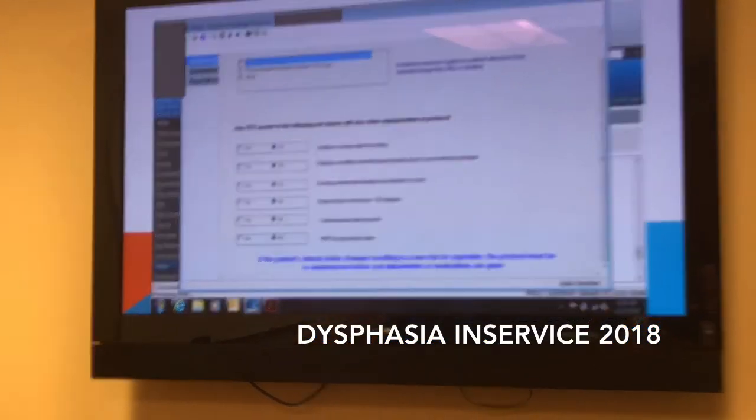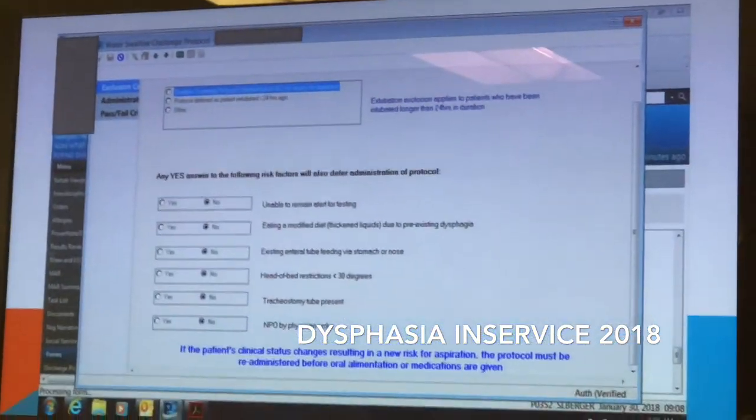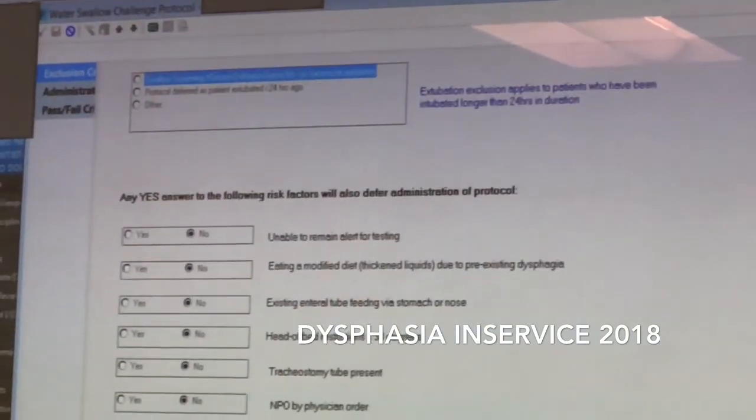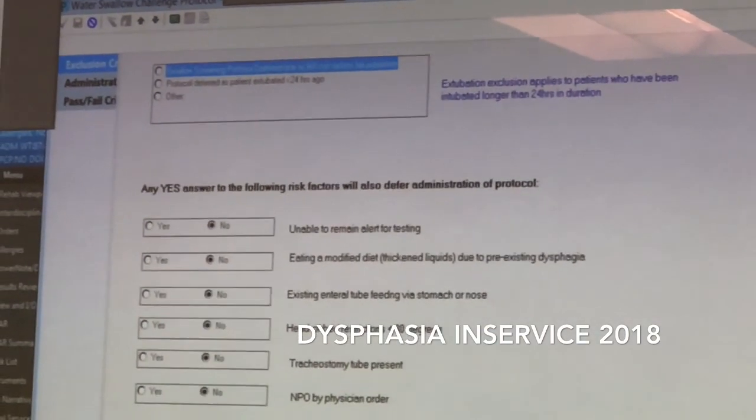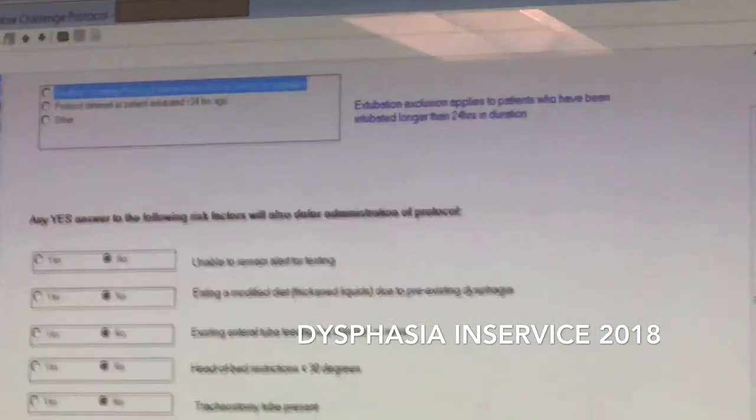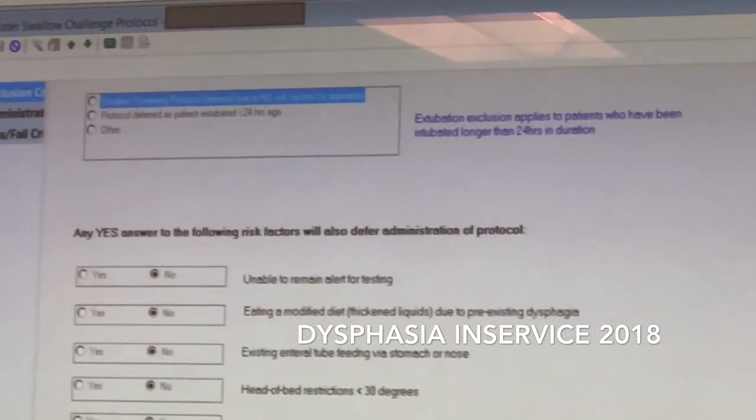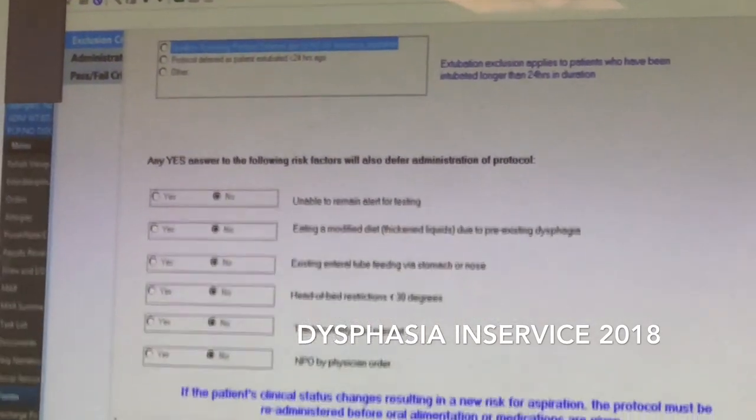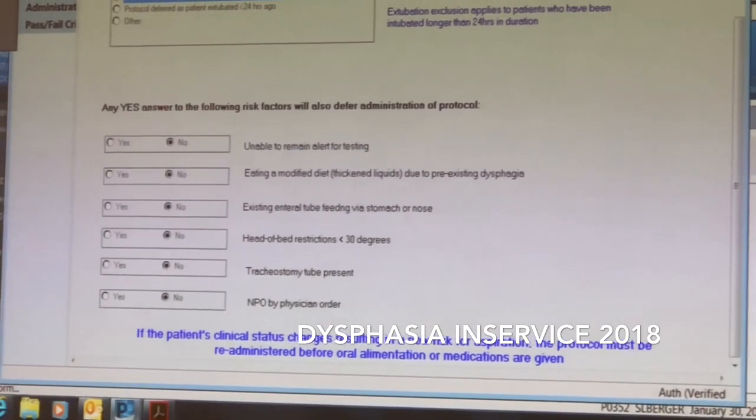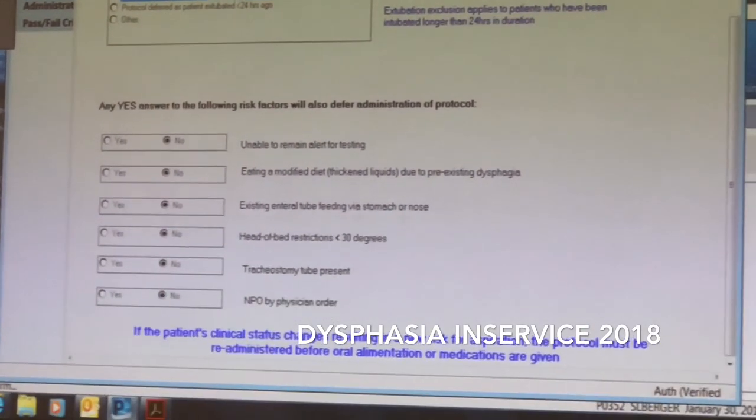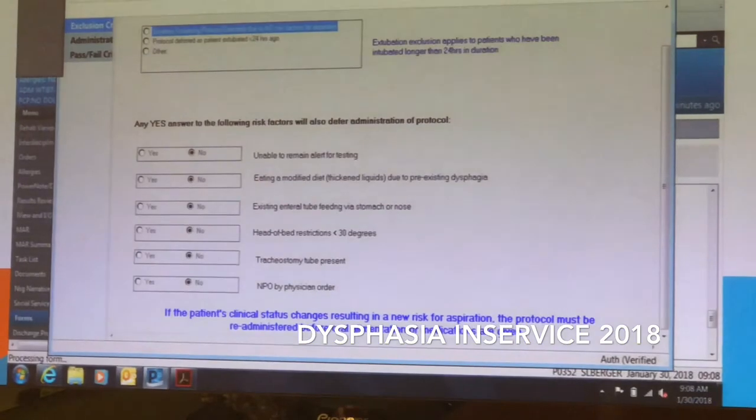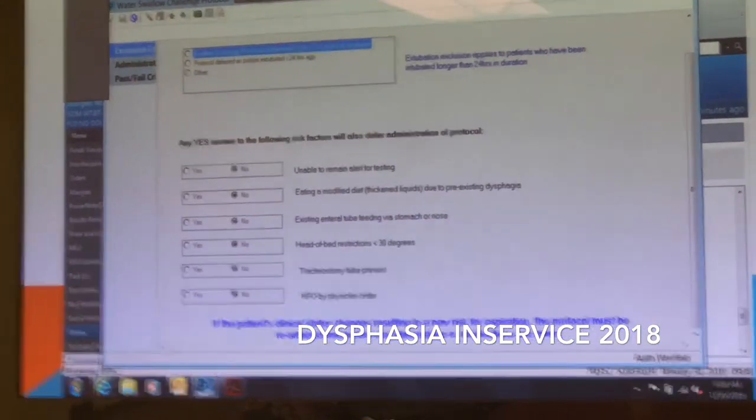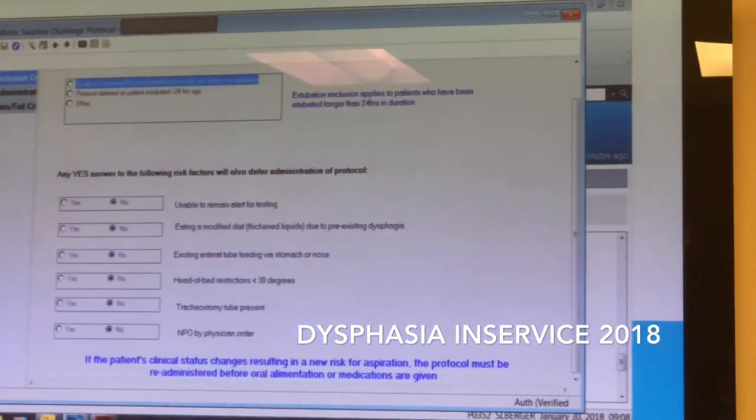So this is the screen for the water swallow challenge, and I wanted to make sure that we talk a little bit about exclusions. It's important to realize that patients who are already on speech therapy for dysphagia, you need to refer back to the speech therapist if you want the diet changed, rather than doing a bedside, because the patient is already being seen by a speech therapist. Then the speech therapist needs to be the one who's determining whether their diet can be modified.